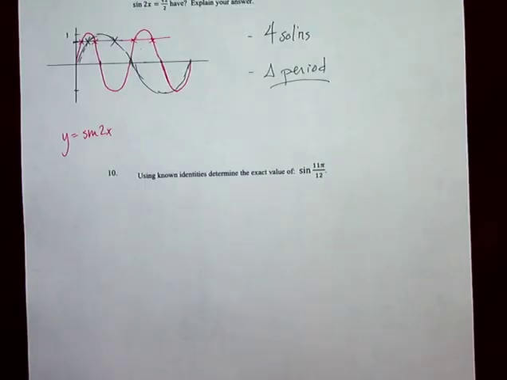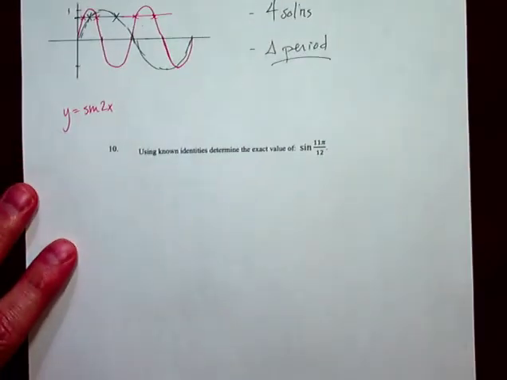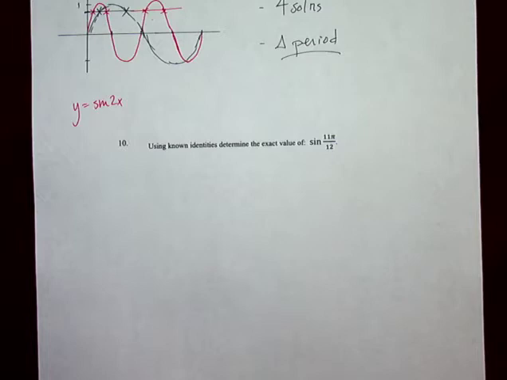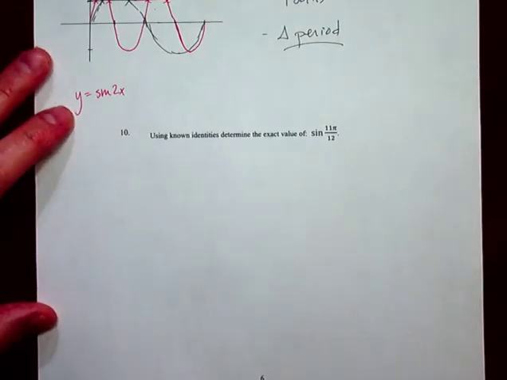Now, using known identities to determine the exact value of sine 11 pi over 12. Now, we did this. We didn't do a huge number of them, but the whole point of this is to emphasize the fact that these identities are not only true when there are variables involved, but they're also true when numbers are involved, which should make sense because variables are just numbers. They're just not known to us.